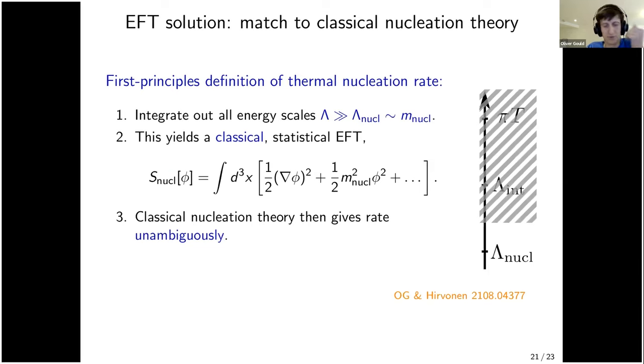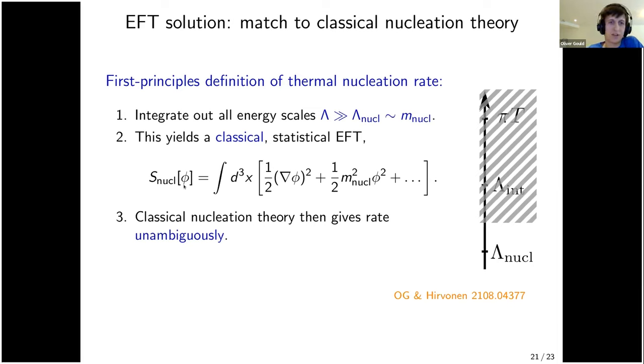Sorry, nearly out of time, but nearly there. In a paper from last year, Jonas Hirvonen and I put forward a first principles definition of the thermal nucleation rate, which resolves this long-standing discrepancy between these two approaches. The definition is constructive. One integrates out all energy scales above some scale, capital Lambda, the nucleation scale, which is the mass of the nucleating degree of freedom. Doing so yields a classical statistical effective field theory with some nucleation action.